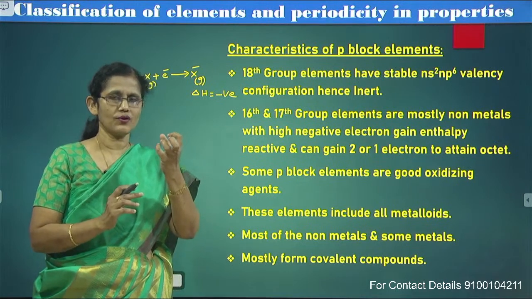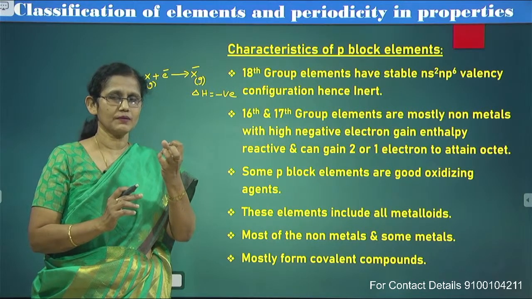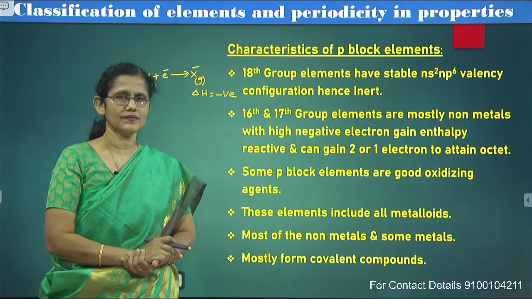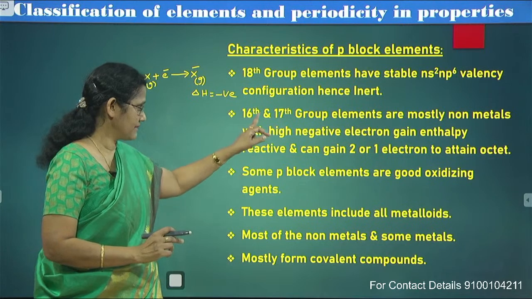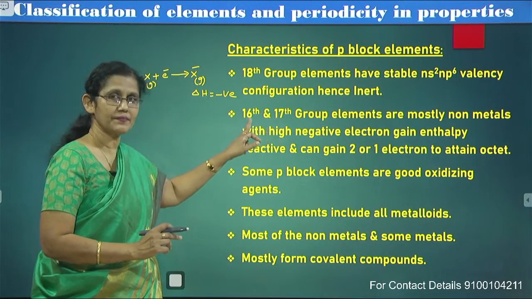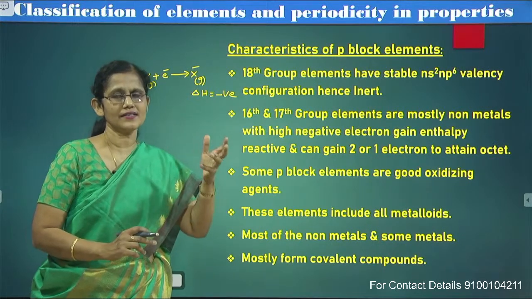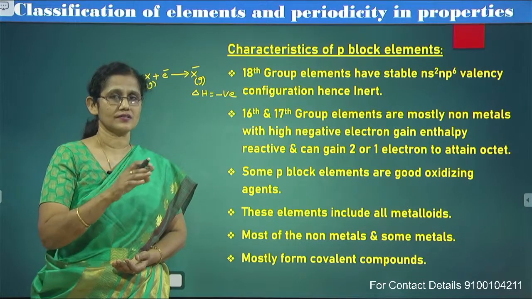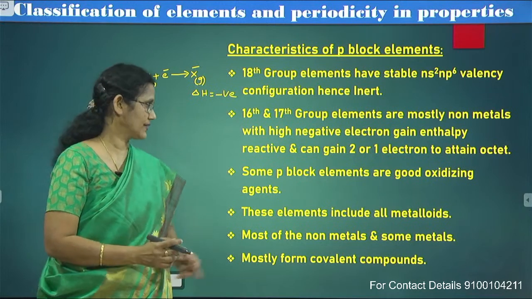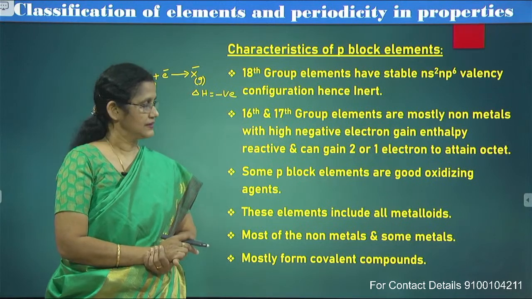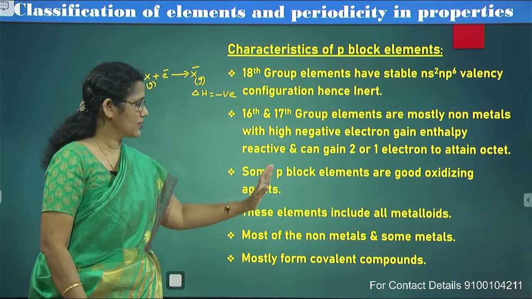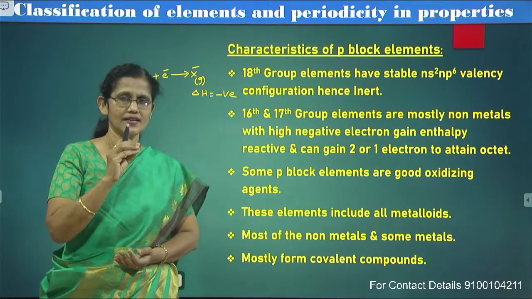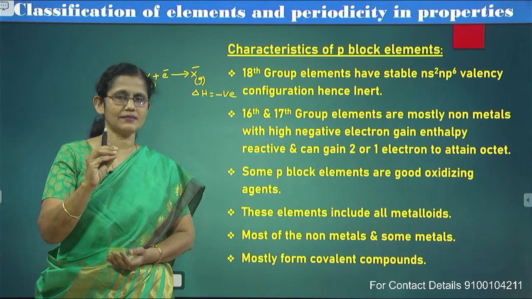Because of small size, 17th group and 16th group elements can readily accept electrons. Moreover, they have ns2 np5 and ns2 np4, so to attain a stable octet configuration, they can gain electrons, right, 1 electron to attain a stable octet. So, some p block elements are good oxidizing agents. An oxidizing agent accepts electrons.